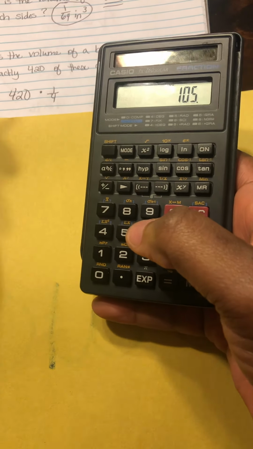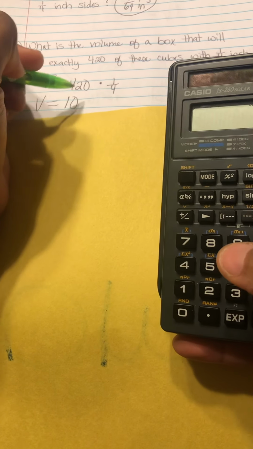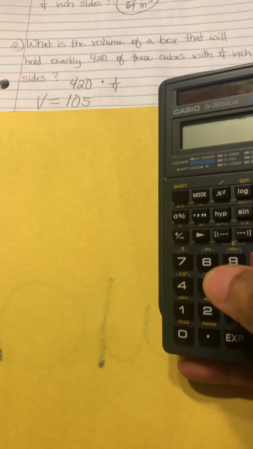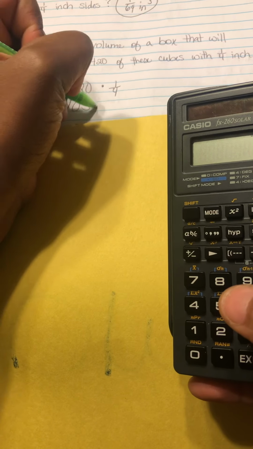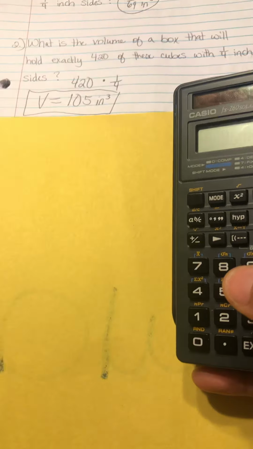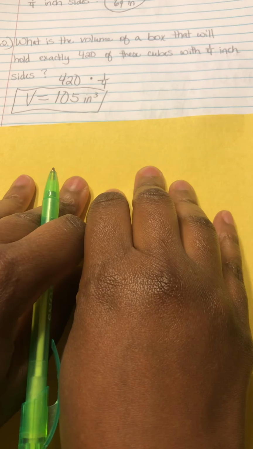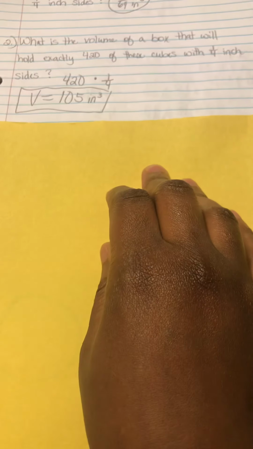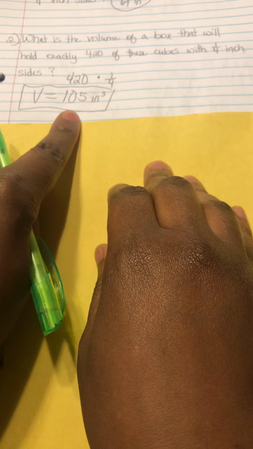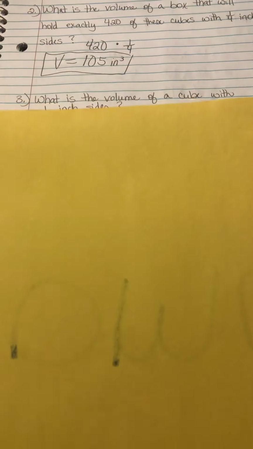So the volume for this particular one will be 105 inches cubed. Okay, so what that means is if the box can hold 420 cubes, then the actual volume with those cubes on the inside is 105 inches cubed. Okay, now let's take a look at number 3.